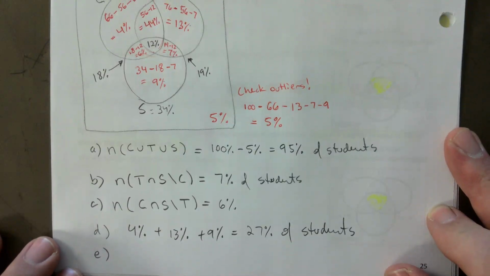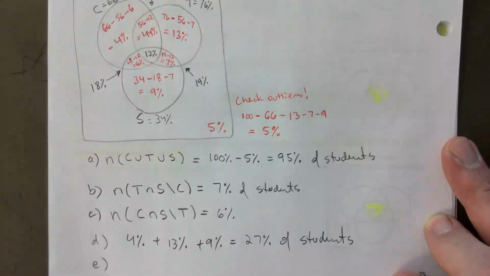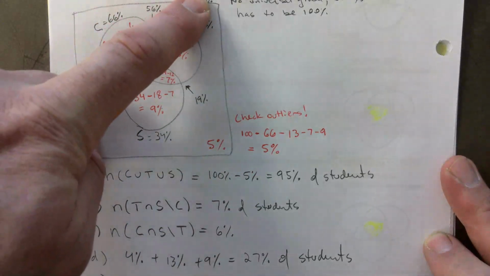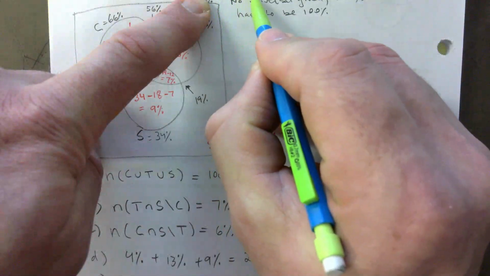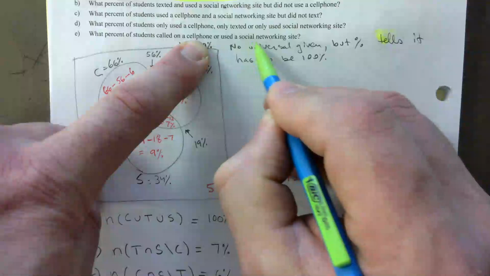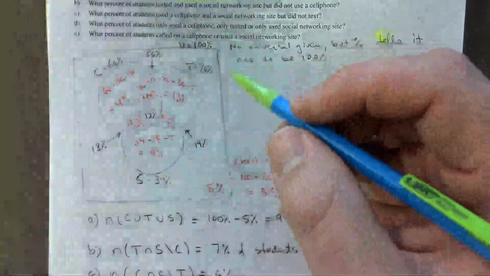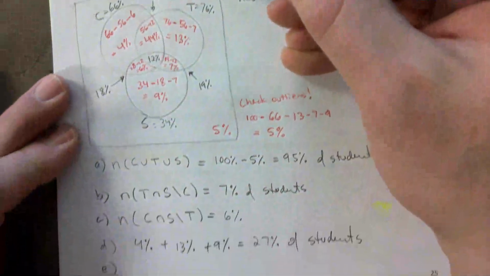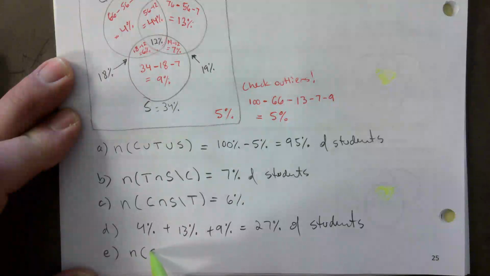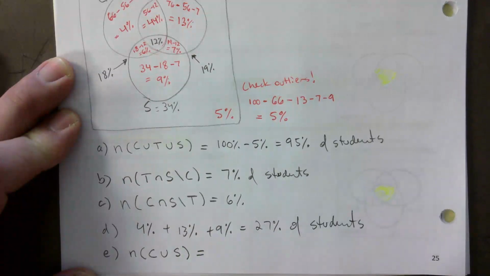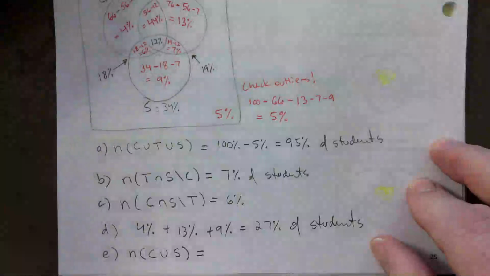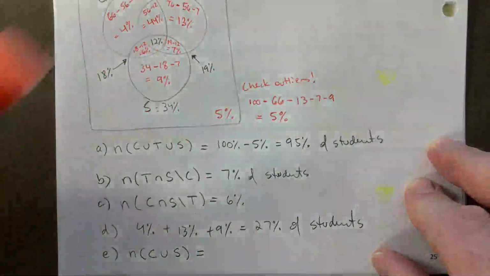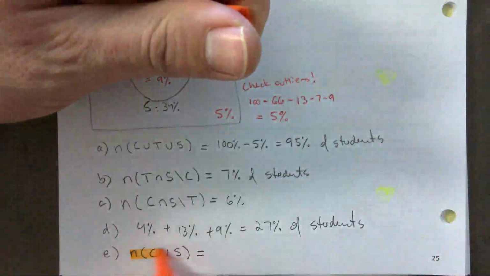E. How would you do E? E is asking what percent of students called on a cell phone or used a social networking site. Sorry, you can't see that. The or is key here. That is very, very important. That is literally asking for this: the number of students that used a cell phone or social networking site. I would like to use a color for that. I think I'm going to use orange. Orange, you're glad it's almost over, right?